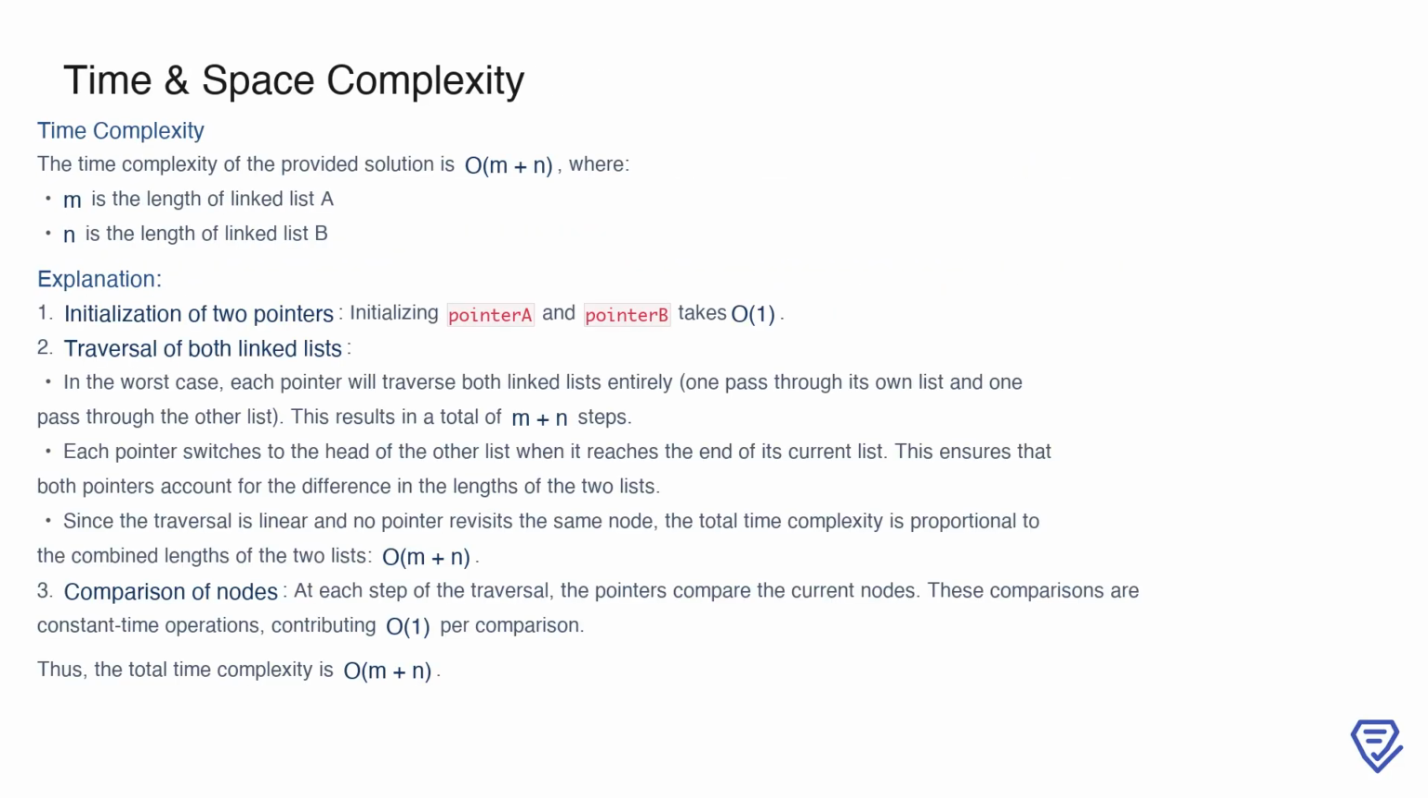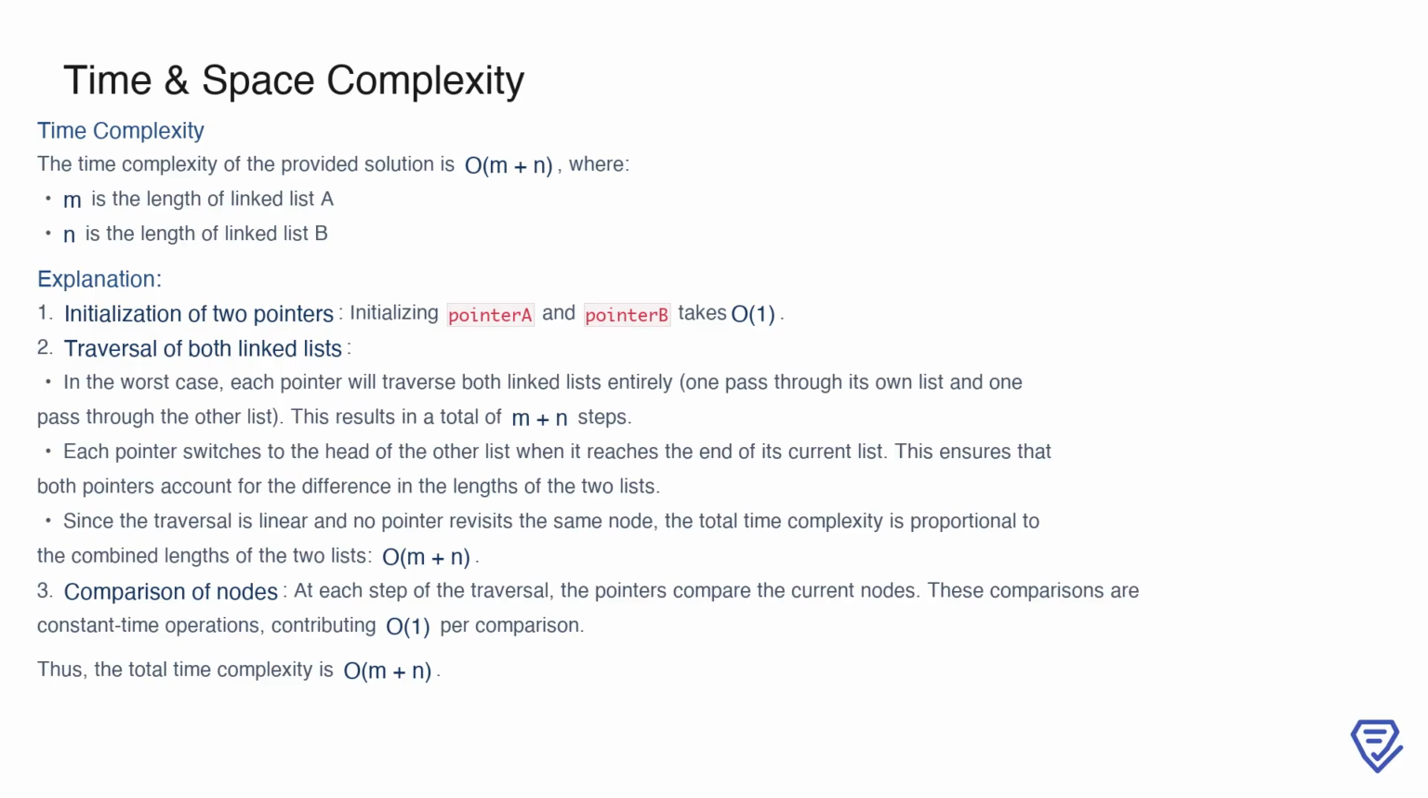The time complexity of this algorithm is O(m plus n), where m is the length of linked list A and n is the length of linked list B. To break it down, initializing the two pointers, pointer A and pointer B, is a constant time operation, contributing O(1). The main traversal of the two lists is the key contributor to the time complexity. In the worst-case scenario, each pointer traverses its own list fully, then switches to the other list and traverses it as well. This totals m plus n steps.